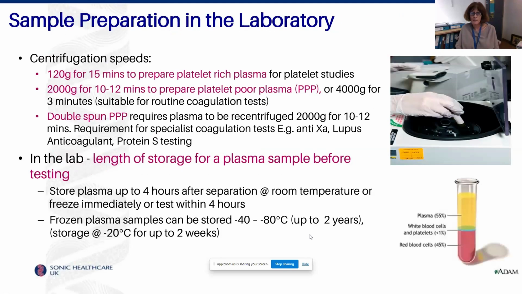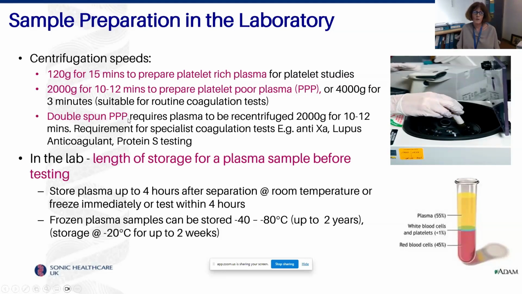So when we prepare them in the lab, we know that we want to prepare platelet-rich plasma, and we use a slower G speed, 120 for 15 minutes. If we want to prepare platelet-poor plasma, which is what we use for all of our coagulation testing, we need to spin the sample for 10 to 12 minutes. We can use higher speeds if you have such a centrifuge, and the usual speed is 2000 G, 10 to 12 minutes. We usually use double spun platelet poor plasma.